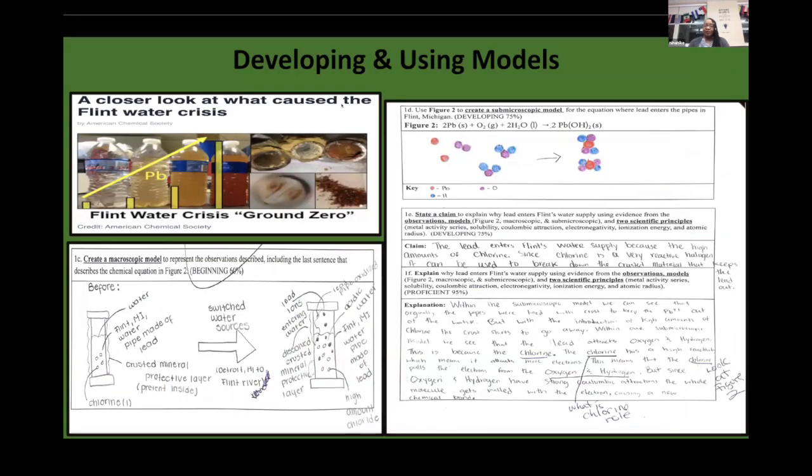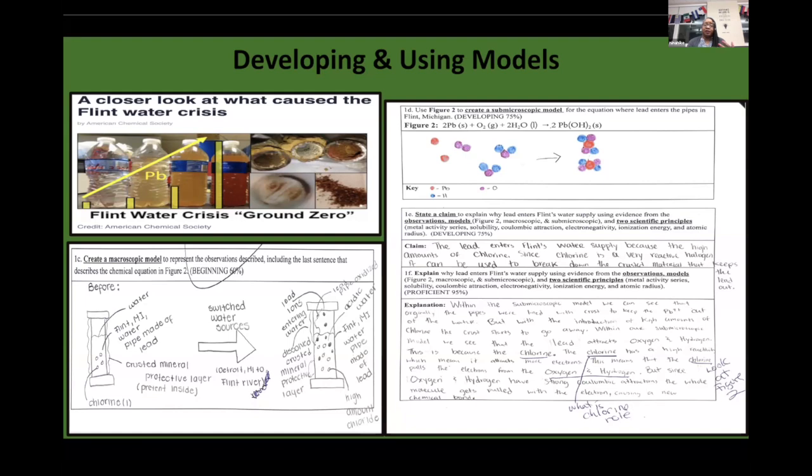And so here's another example. Of course, this is the one that's been out in the national news. This is with the Flint water crisis. And again, these are student papers. This is not my creation here. I want to give credit to the students that made these.